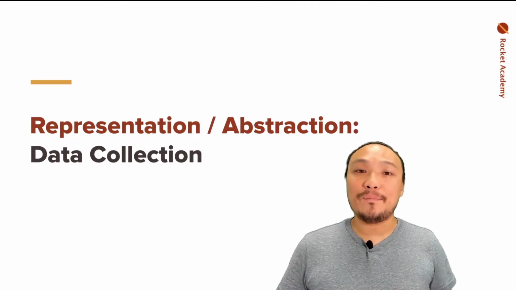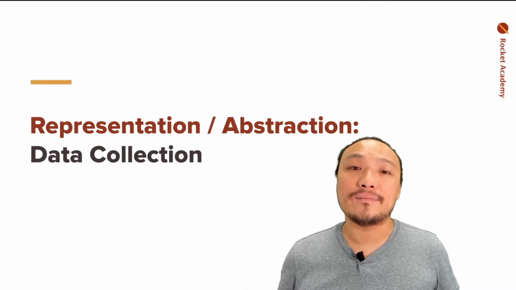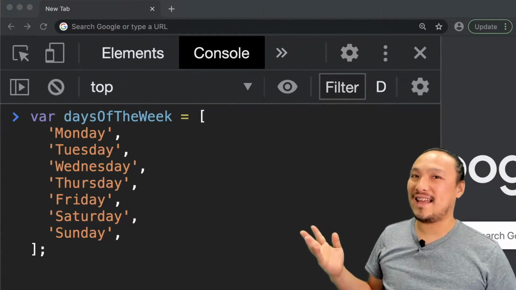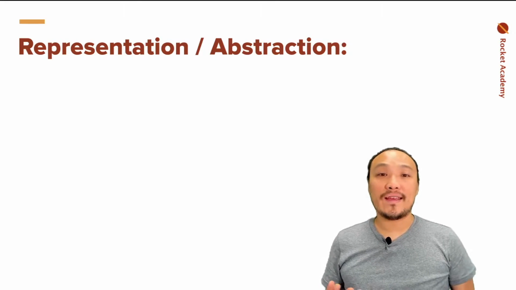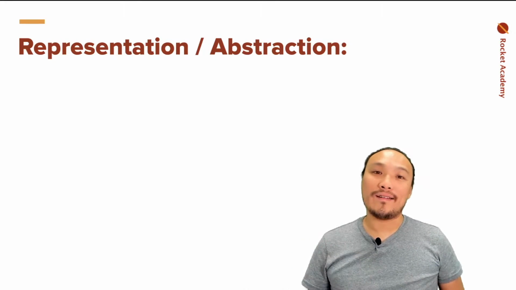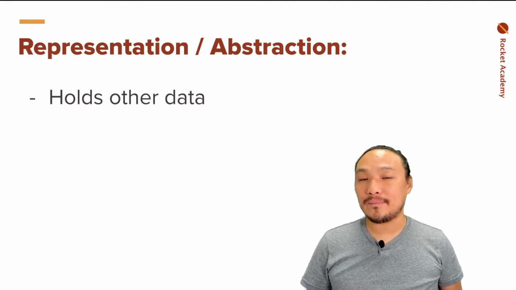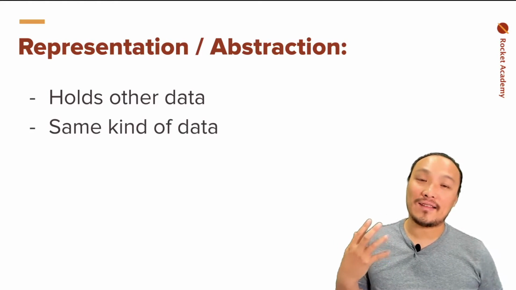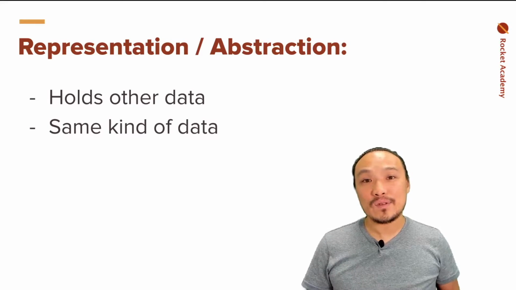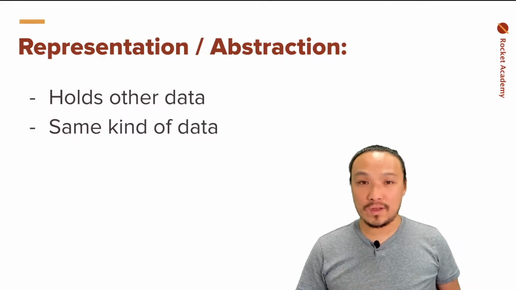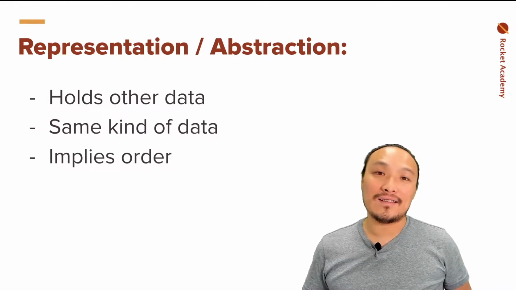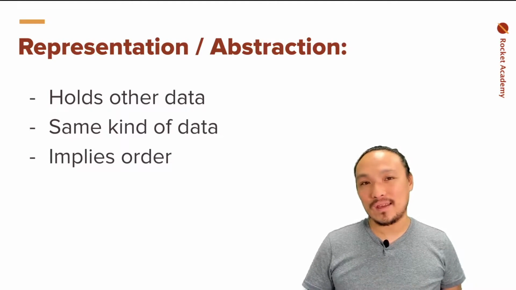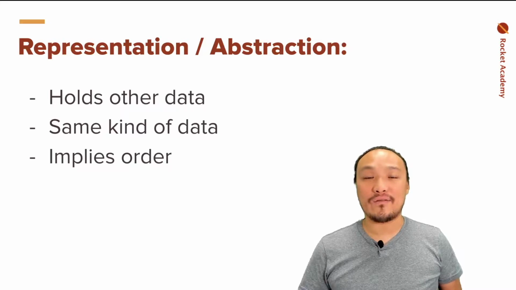The first example we'll see is an array as a collection of related data. This is an example of a JavaScript array representation of all of the days of the week. This array example has a couple of properties. One is that it's holding other kinds of data, so in that particular case, strings. The second is that it's the same kind of data, so they're all string types, and they're all names of the days of the week. And then the last thing is that it implies order. So the first day of the week is Monday, and the last day of the week is Sunday. And that order is implied inside of the array itself.